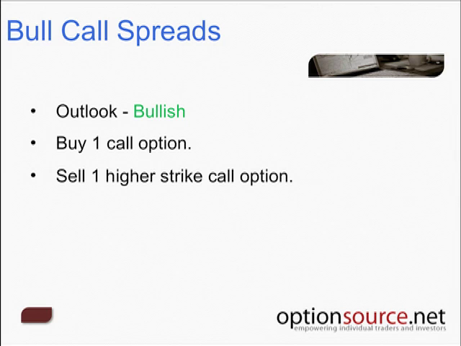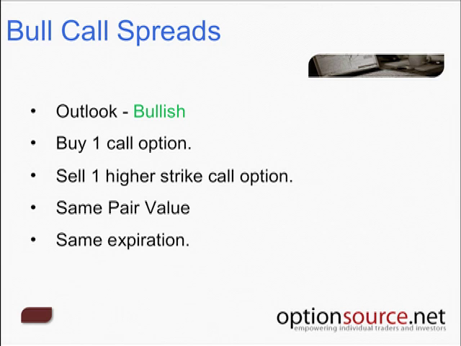Now, of course, when we sell that option contract at that higher strike, we collect a premium. That premium offsets the cost of the original position. But the trade-off is that we cannot profit any further than that higher strike price that we've sold. Now, no surprise, we have to implement this strategy utilizing the same pair value. And in this particular scenario, we're going to use the same expiration date.